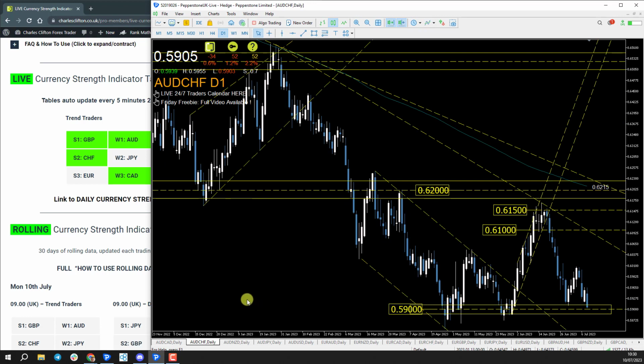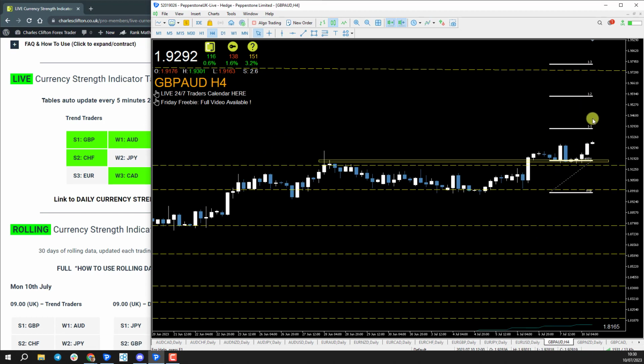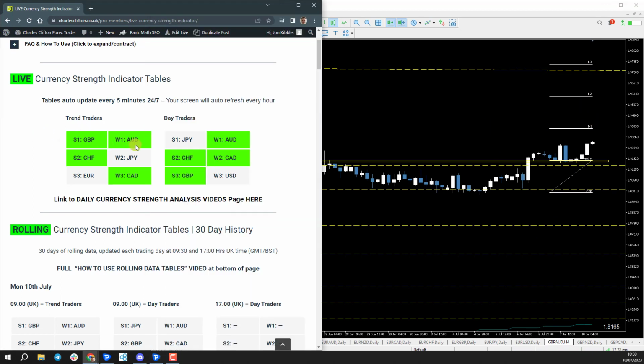I think my favorite one is definitely going to be Pound Aussie. Pound Aussie, definitely the market more of interest here. It features at the top of our trend traders, features on the day traders as well.